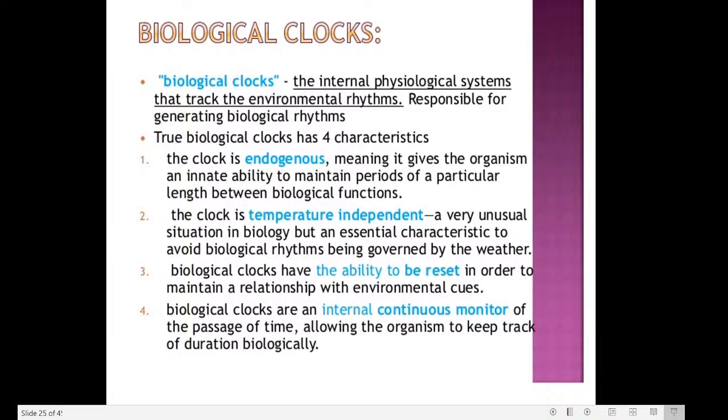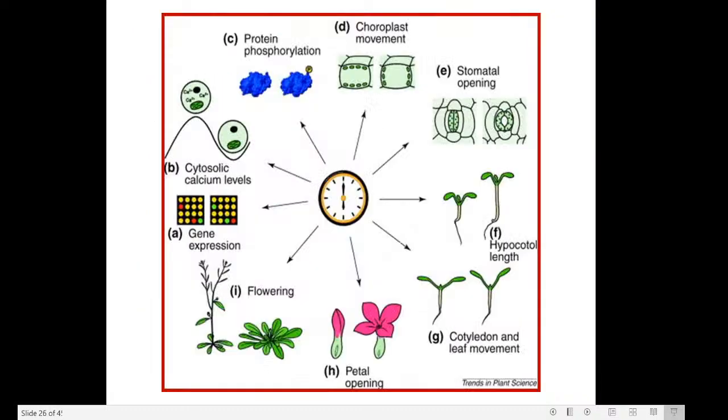Another is temperature dependence or independence. The clock does not depend on temperature, it depends on light. The biological clock is the ability to be reset in order to maintain the relationship with the environment. Biological clocks are internal continuous monitors. Everything is monitored through the internal clock. Here they mention the step-by-step process.